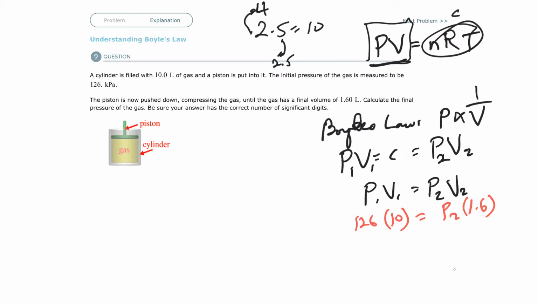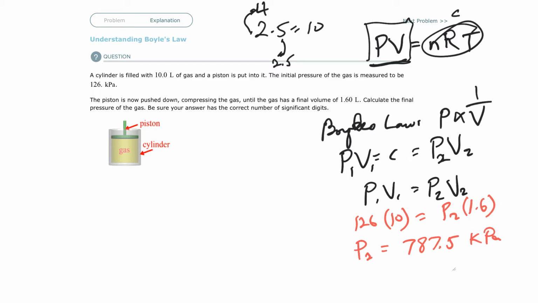Get pressure by itself. You're going to take 126 times 10, divided by 1.6. Your calculator answer is P2 equals 787.5. We were in kilopascals, so we're still in kilopascals. That's your calculator answer. It's never right.